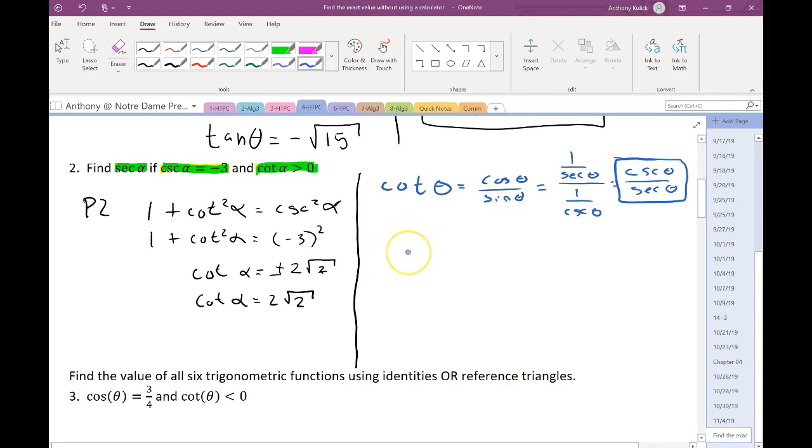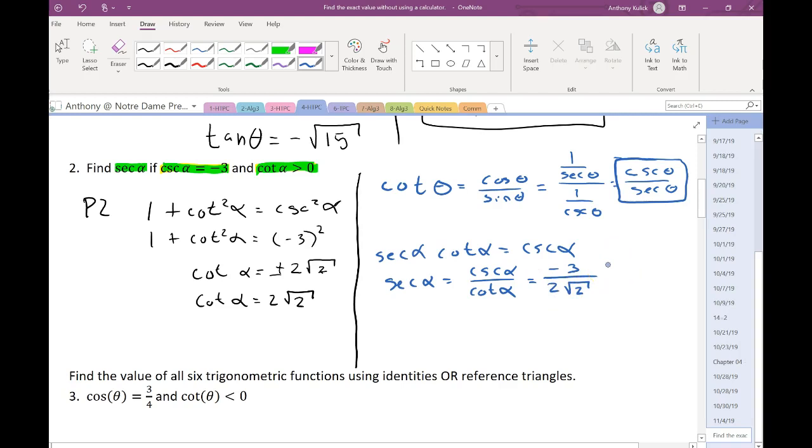Okay. So if I want to get secant by itself, I'll multiply both sides by secant theta to get rid of the fraction. I guess we're using alphas is really what we're supposed to be doing. I'm not going to go back and change all the rest of those thetas to alphas. And then divide both sides by cotangent. And now I'm going to fill in. So cosecant alpha is -3. Cotangent is 2 root 2.